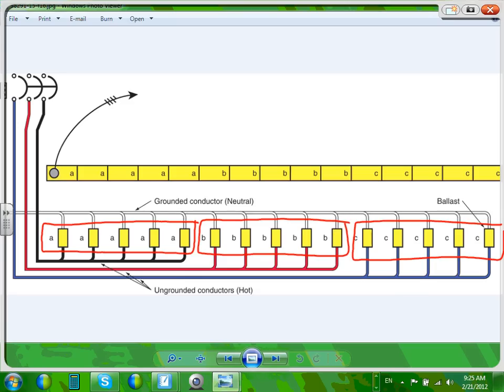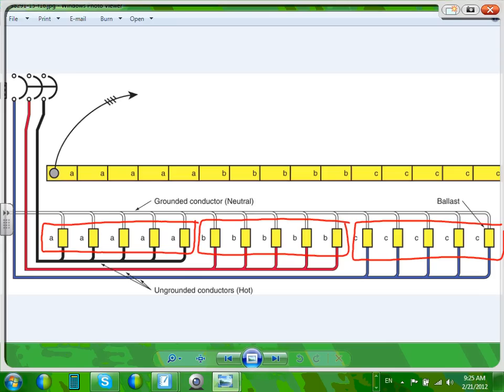I told you to go adjacent odds or adjacent evens, right? 1, 3, 5 or 2, 4, 6. That's exactly what you're doing. By doing it this way, you're sharing a neutral. Who cares? You saved yourself one wire. There's an issue with harmonics here, right?